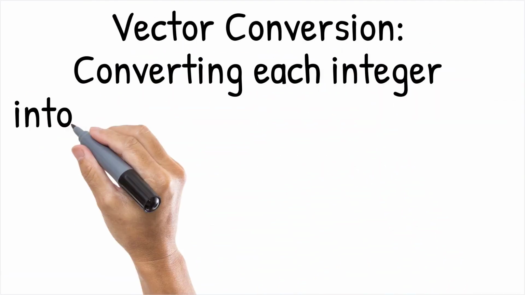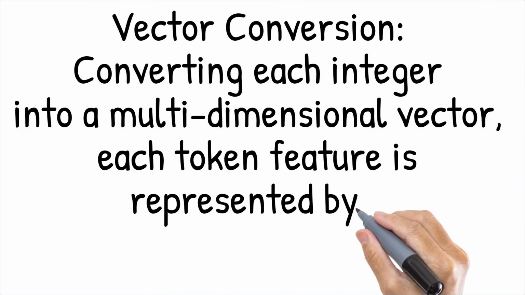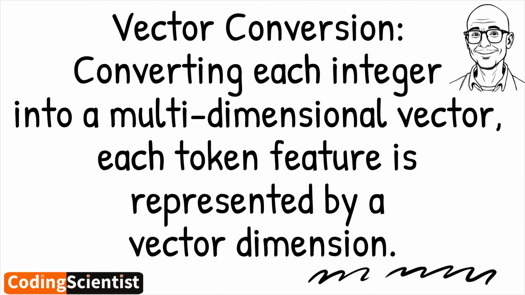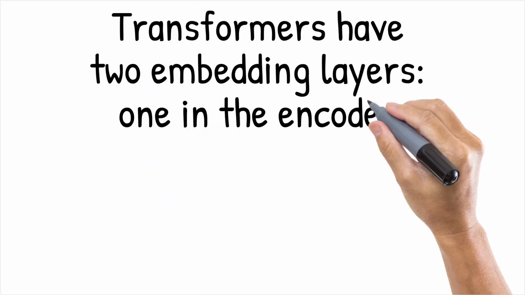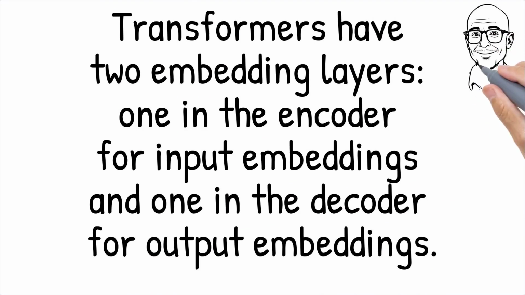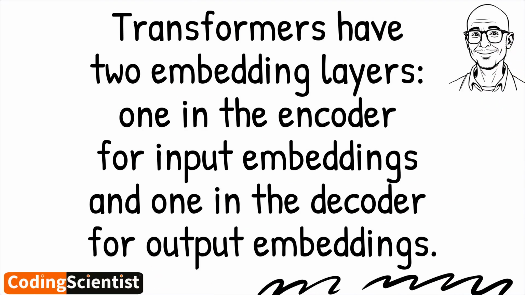Vector conversion: converting each integer into a multi-dimensional vector, where each token feature is represented by a vector dimension. Transformers have 2 embedding layers, one in the encoder for input embeddings, and one in the decoder for output embeddings.